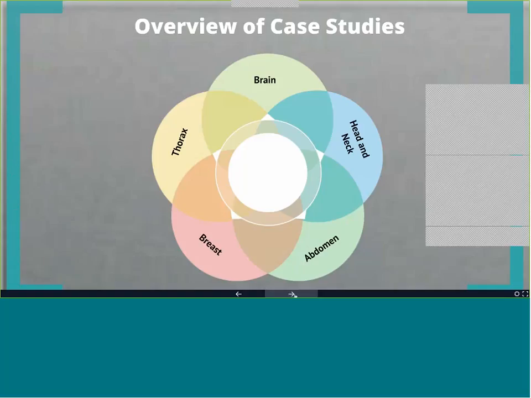Head and neck, multiple fields. Skeletal fields: we have single field spine, multiple field spine, and all extremity. We have our electron fields, both single and abutting fields. And last, we have pelvis, multiple field supine, and multiple field prone.